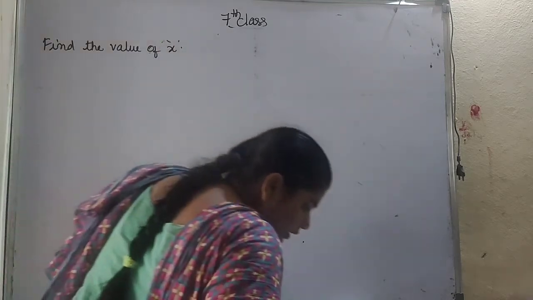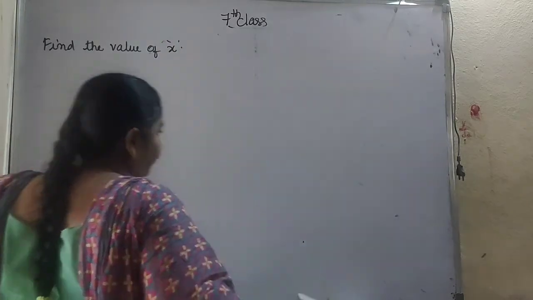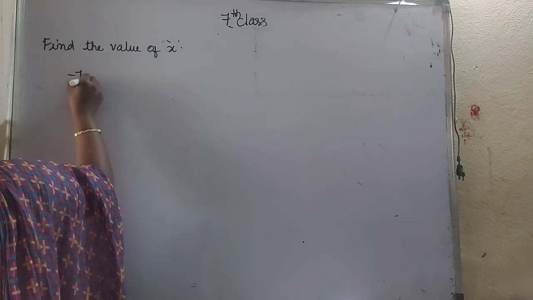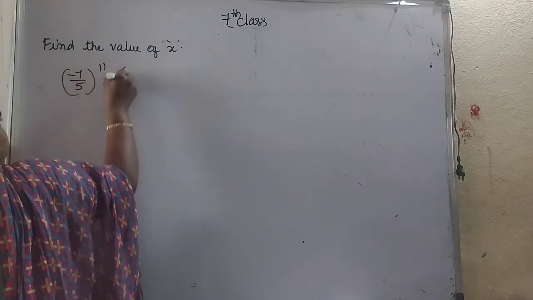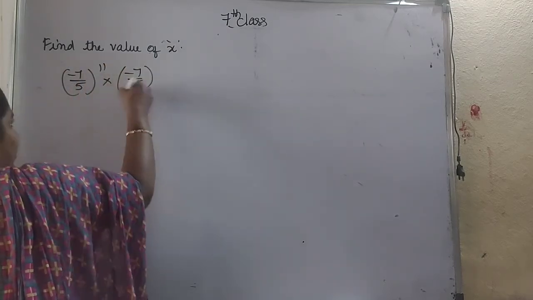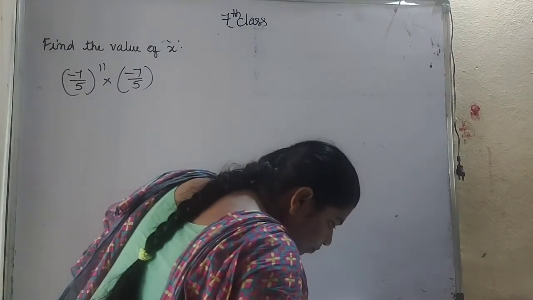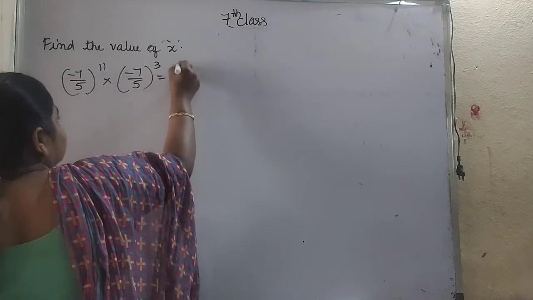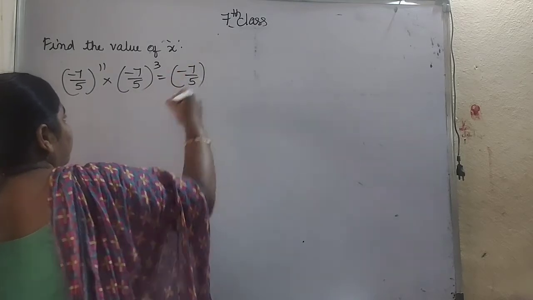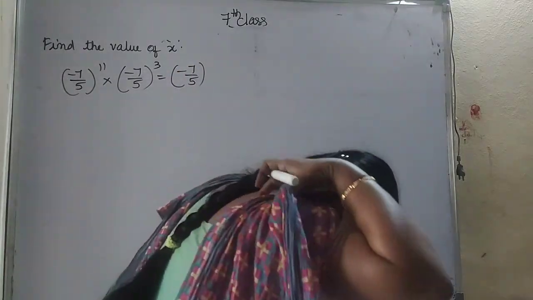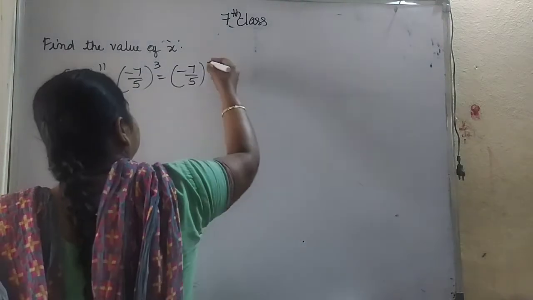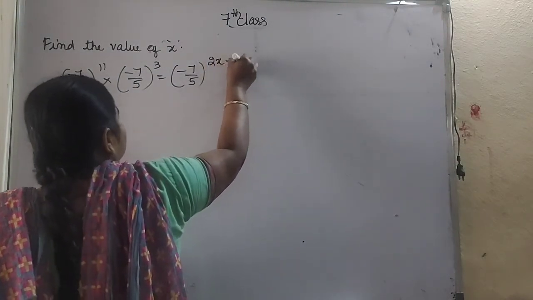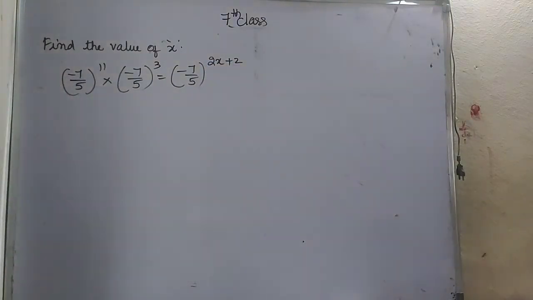Find the value of x, that is (-7/5)^11 into (-7/5)^3 is equals to (-7/5)^(2x+2). So what we have to find here? We have to find the x value.